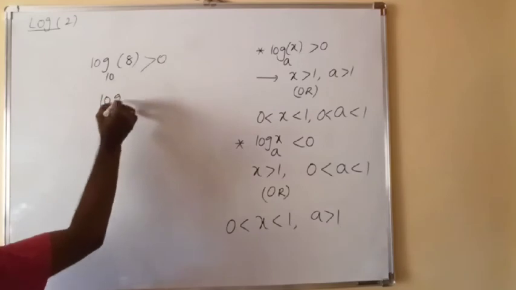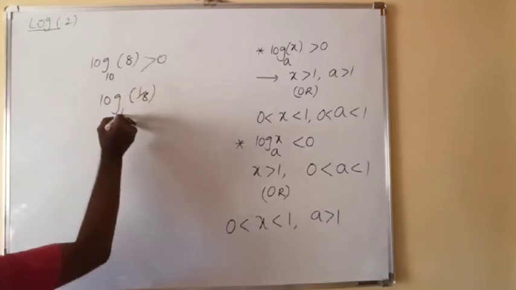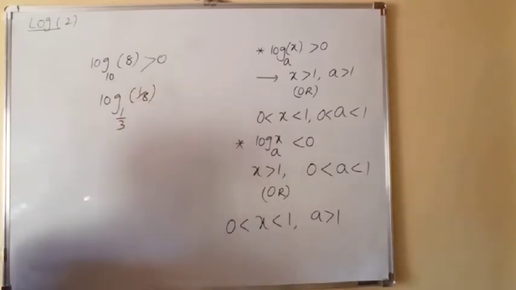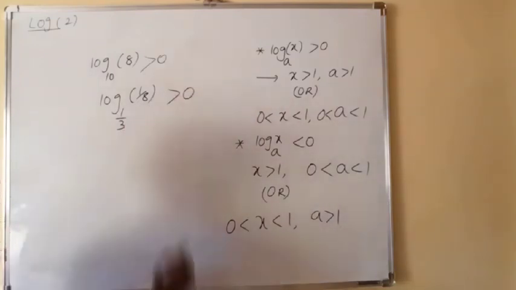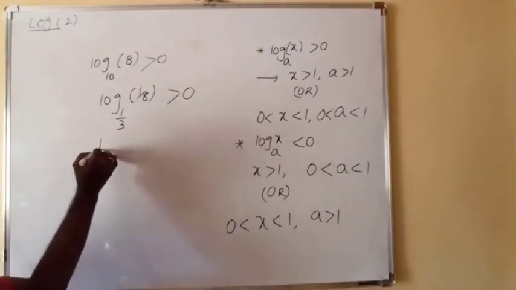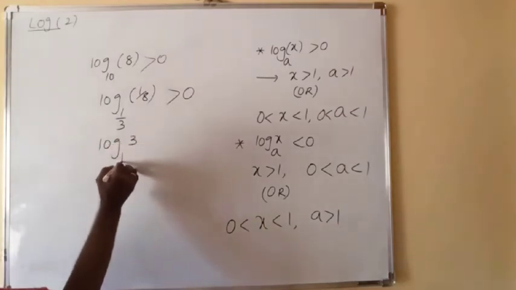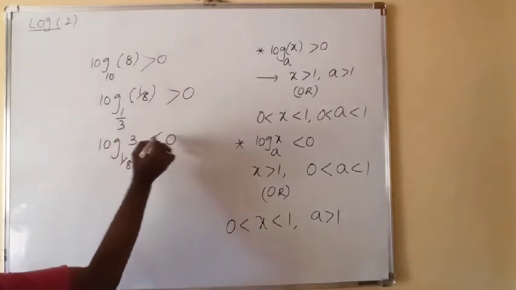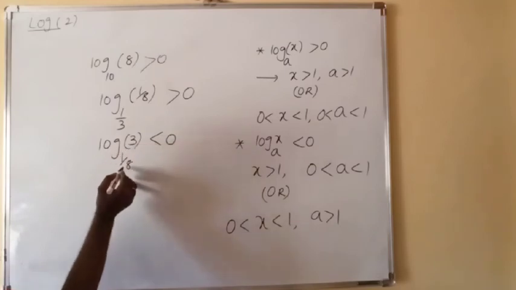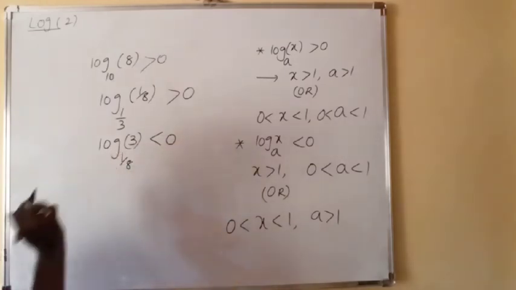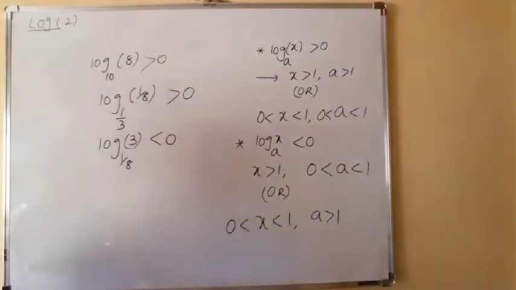Suppose it is like this: log 1/8 base 1/3. Here the x value 1/8 and the a value 1/3 are both less than 1, so it is positive. Now log 3 base 1/8: the x value 3 is greater than 1 and the a value 1/8 is less than 1, so automatically log 3 base 1/8 is a negative number. Okay. Next problem.